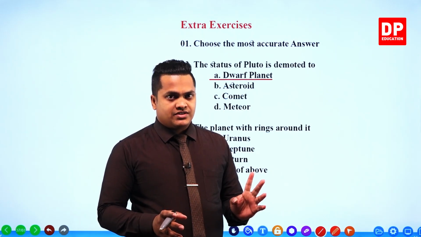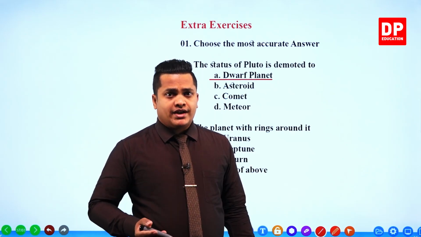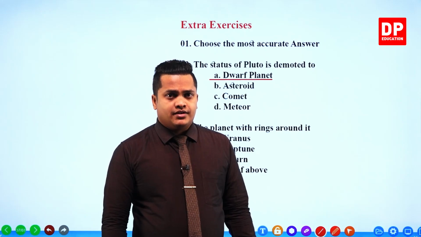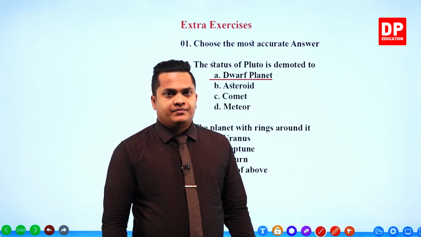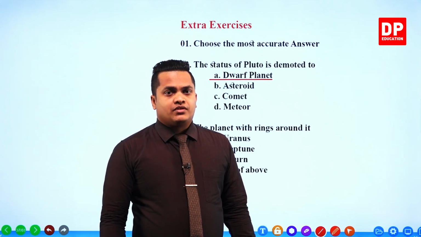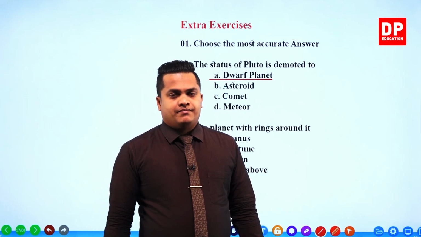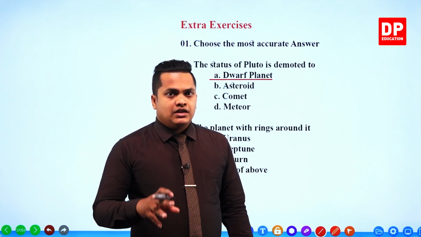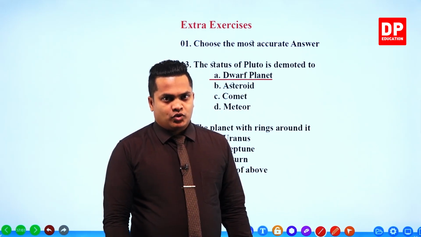Because of those two reasons. It is a smaller one and also it takes a much longer time to complete one cycle around our sun. So Pluto is revolving around our sun taking a much longer time, and also it is a smaller one. That's why its position has been demoted from planet to dwarf planet. Okay.